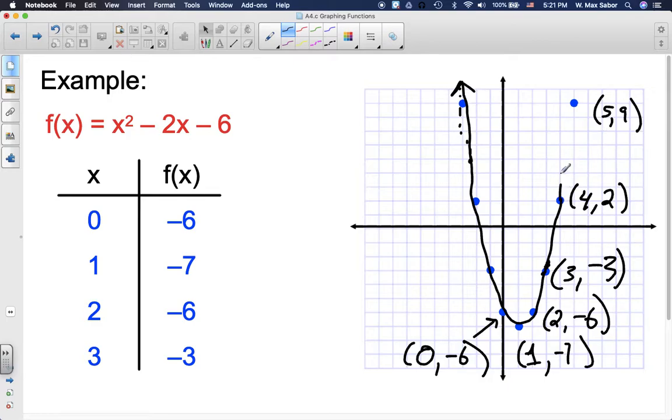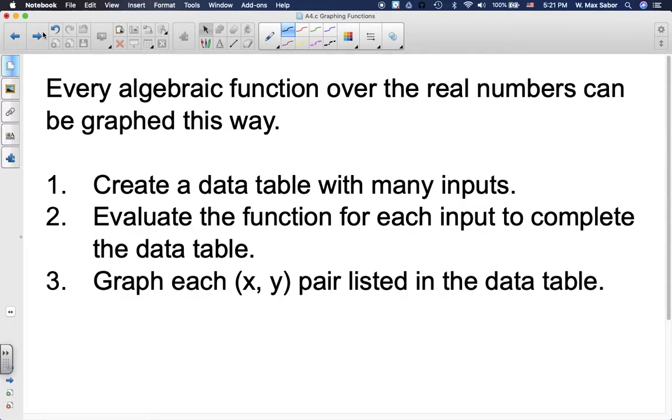You can do this by hand. If you forget how to graph a particular type of graph after we've learned it, you may always make a data table, fill in the y values, and plot the points. Every algebraic function over the real numbers can be graphed this way. Create a data table with enough inputs, evaluate the function for each input to complete the data table, and graph each (x, y) pair listed in the data table. That's how you graph functions.